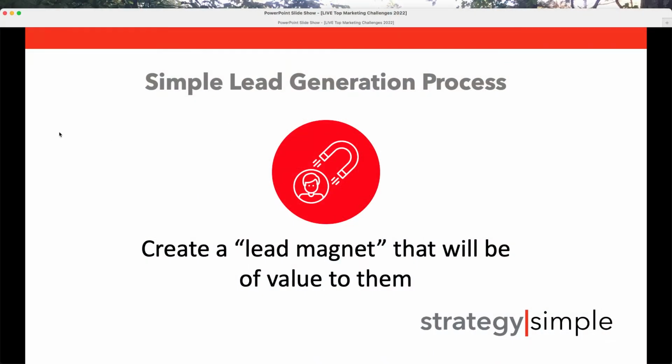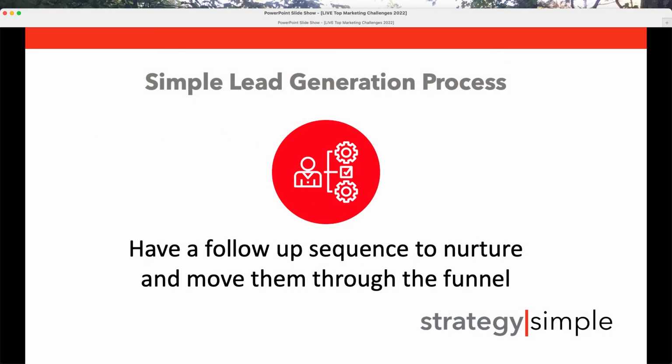This is pretty fun, isn't it? Have a follow-up sequence to nurture and move them through the funnel. Okay, this one drives me crazy. Why does this drive me crazy? Let me tell you. Follow up. That's the main thing. Most people don't follow up. They follow up one time, like, oh, they didn't buy, and they're gone. Don't do that, right? Build out a drip campaign that follows up for you, right?